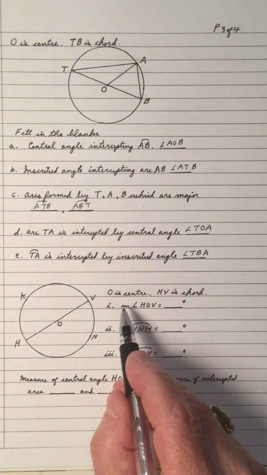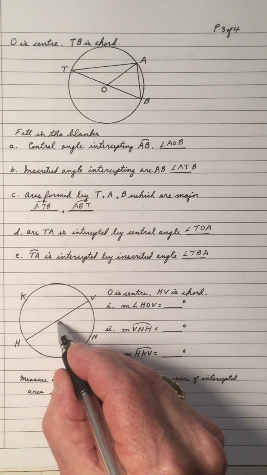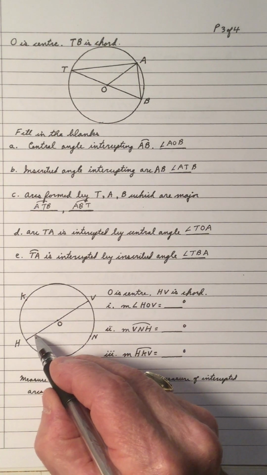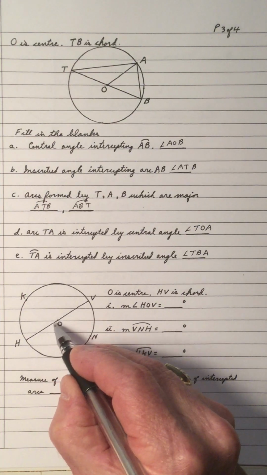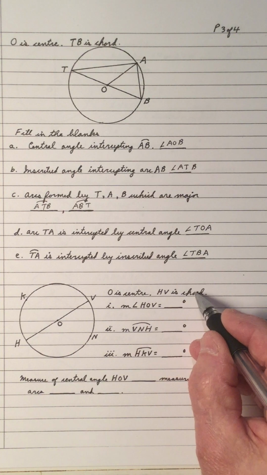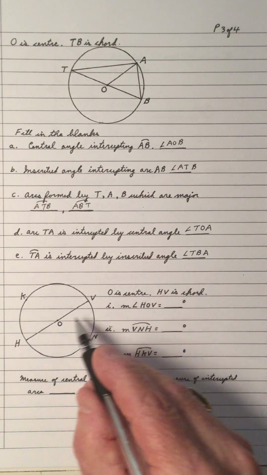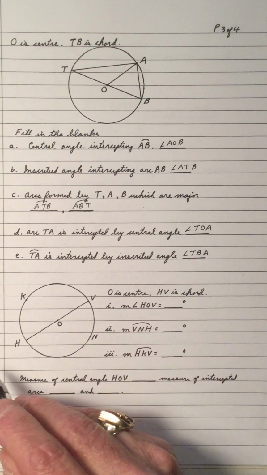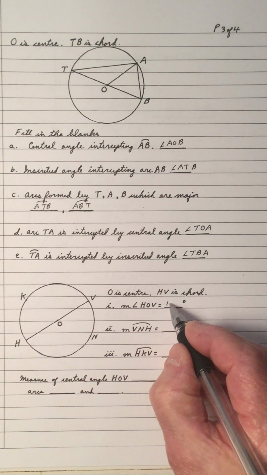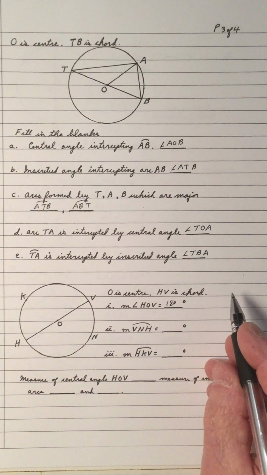And we have another diagram, in which O is the center. It says that HV is a chord. Because this chord goes through the middle, that means HV is a diameter. I just wrote down chord, and you had to come up with the fact that it's a diameter. So the angle HOV is 180 degrees, because that's a straight angle.